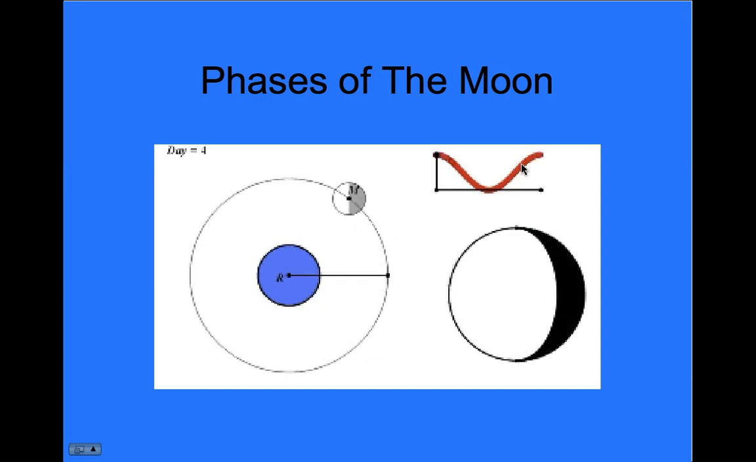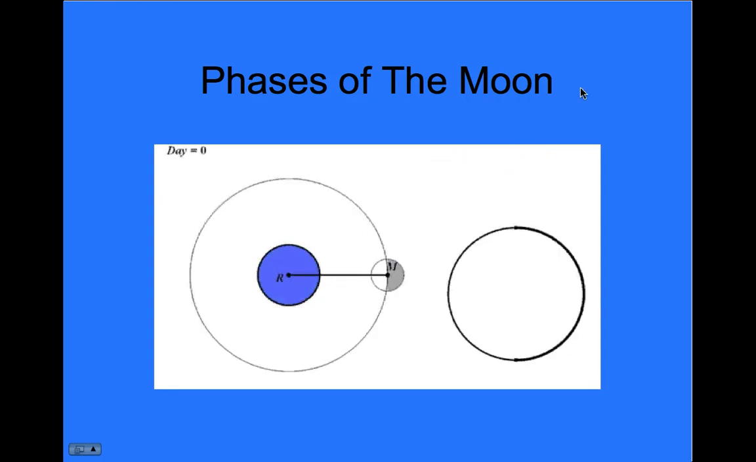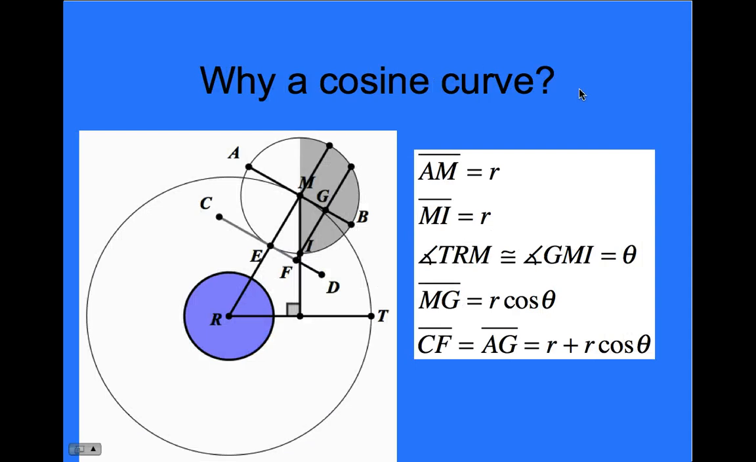This I learned from the math in the middle school exercise, that it makes what's called a cosine curve. And here's a little demonstration of why it's a cosine curve for those people who are kind of mathematically inclined.